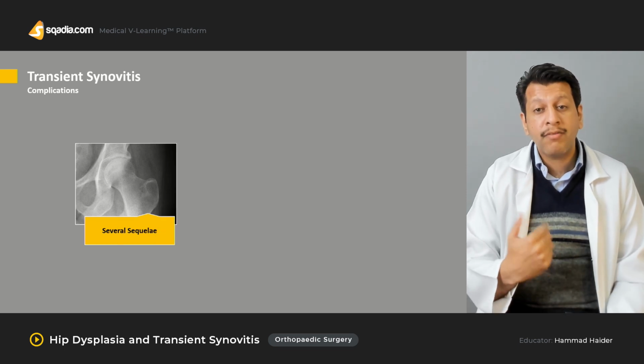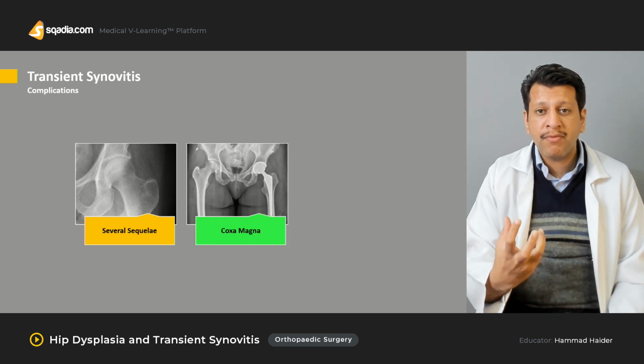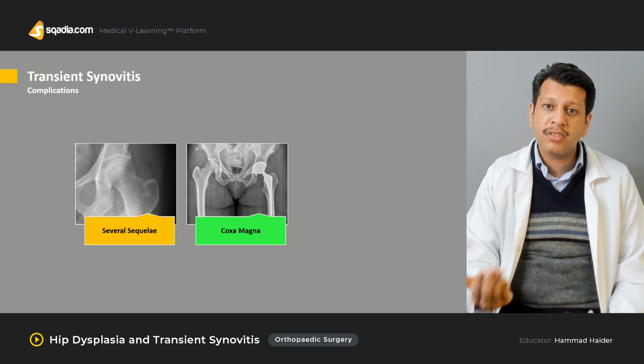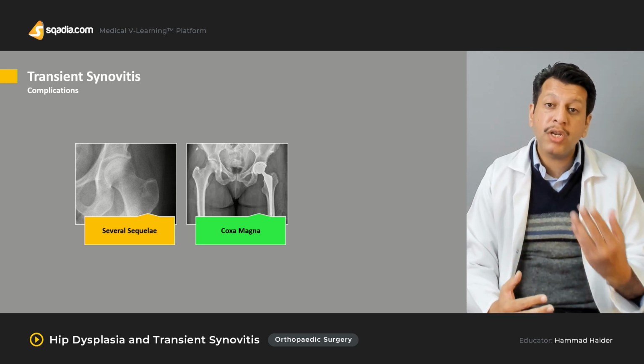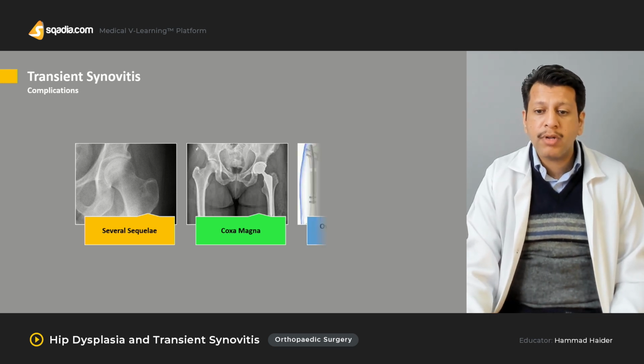There could be several other sequelae, for example, the head may become deformed and enlarged, mushroom-like, eventually becoming coxa magna with some form of dysplasia as well, which may require THR at a very early age, in the form of a total hip arthroplasty.